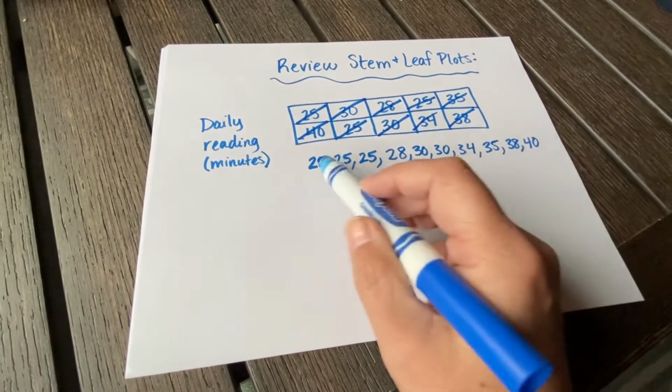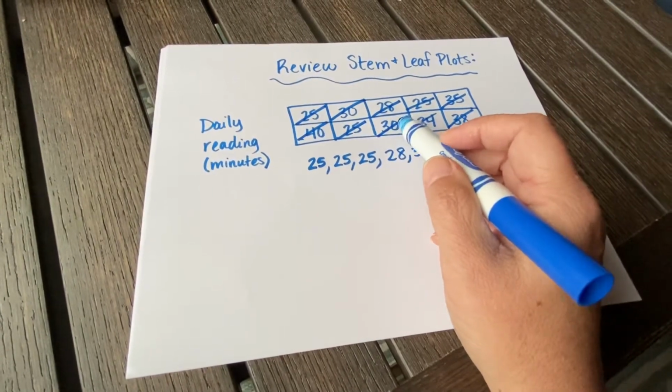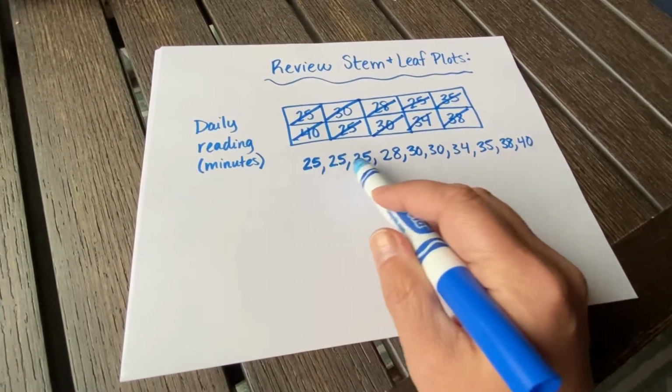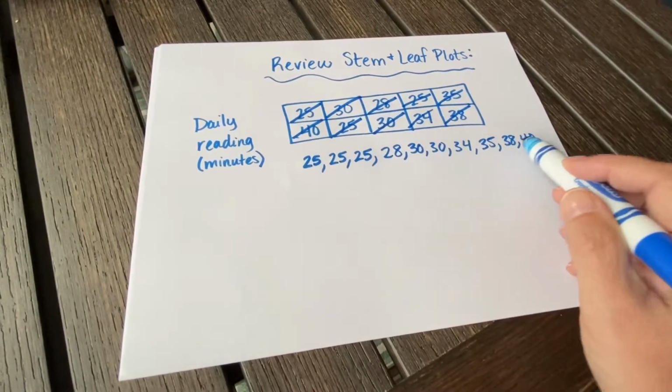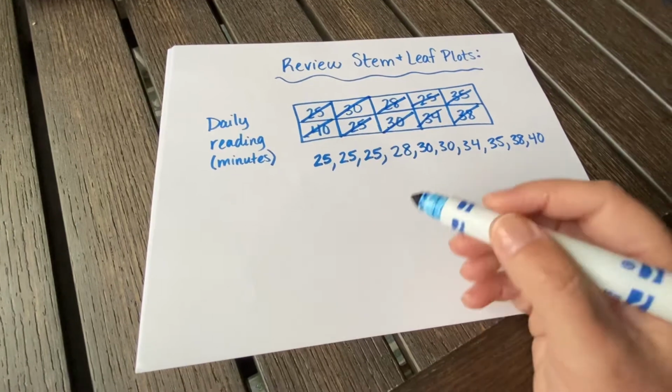So in the end, as we rewrote everything in order from least to greatest, we should still have 10 values because we had 10 values in our original data set. So verify that you wrote all 10 and we didn't leave any out this time. Good. And then that just kind of helps organize your thinking for your stem and leaf plot.